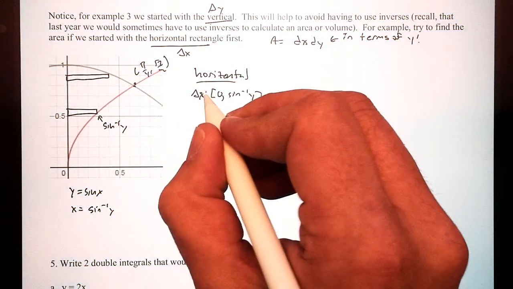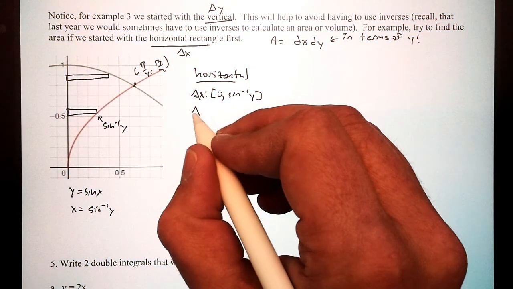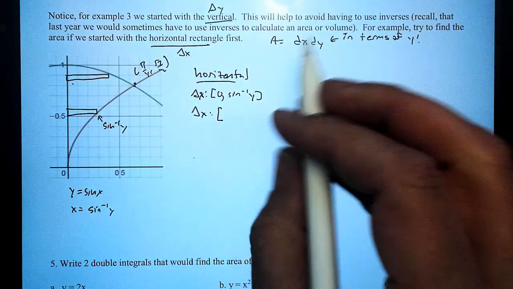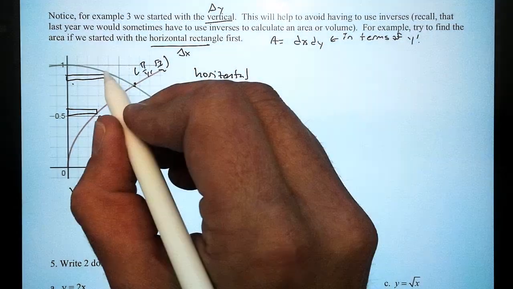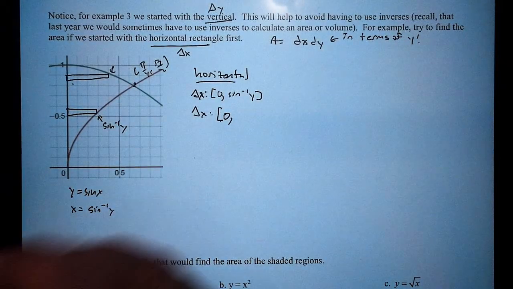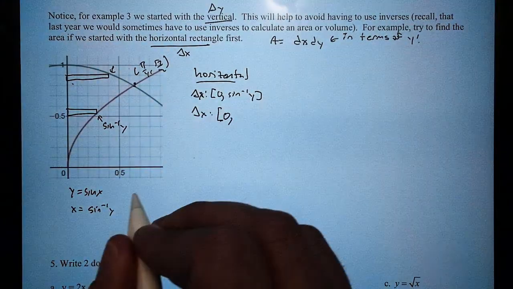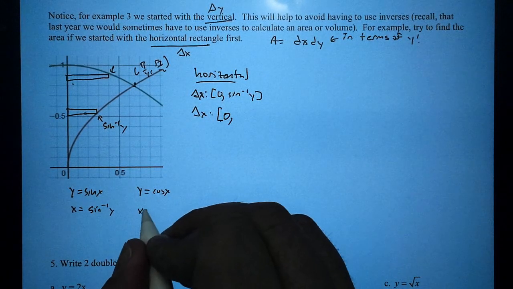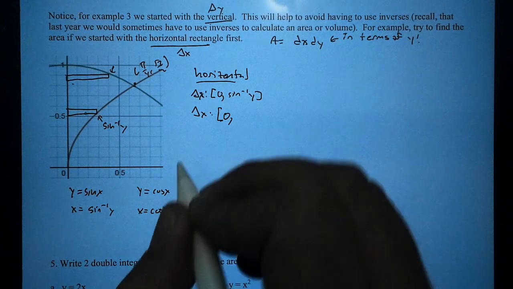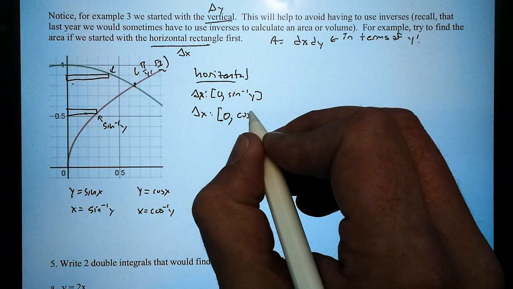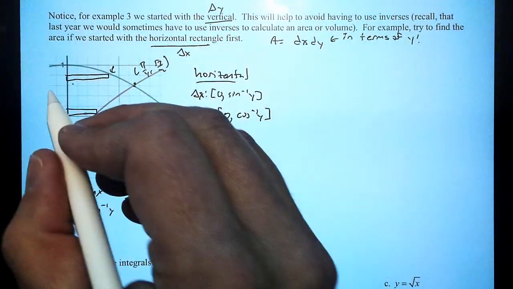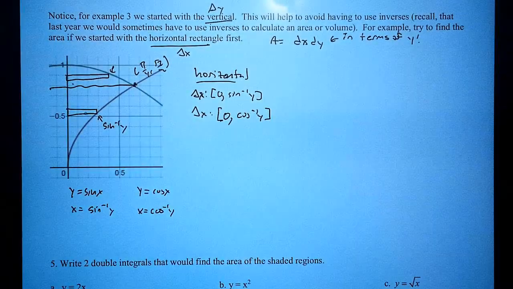So my next change in x would be starting at 0 again. But where would this end up? Well, that is my inverse cosine. So we know that y is equal to the cosine of x, so therefore x would be the inverse cosine of y. So we're going to have two integrals here, of course, because this is where it splits.